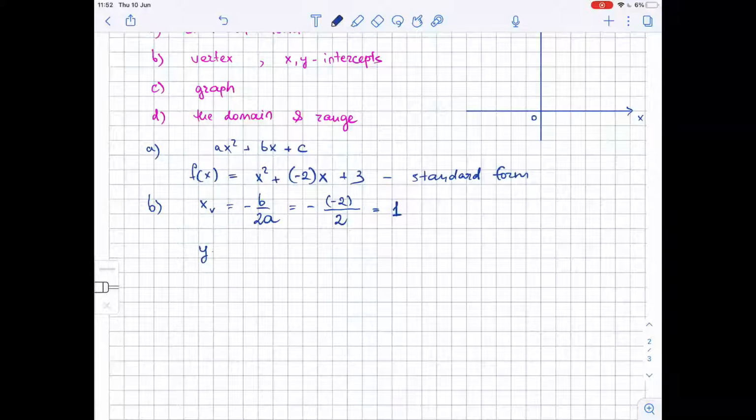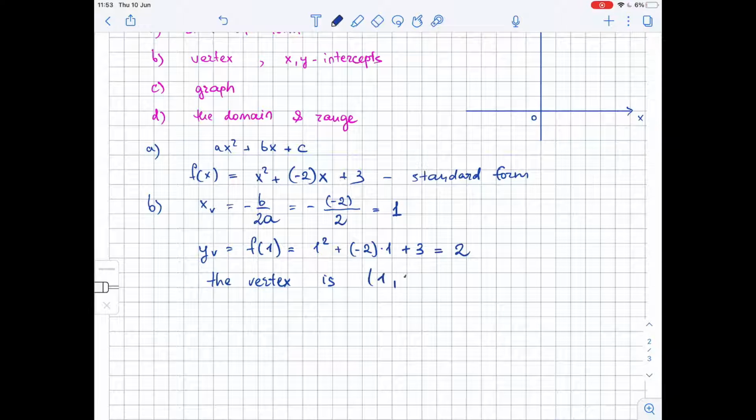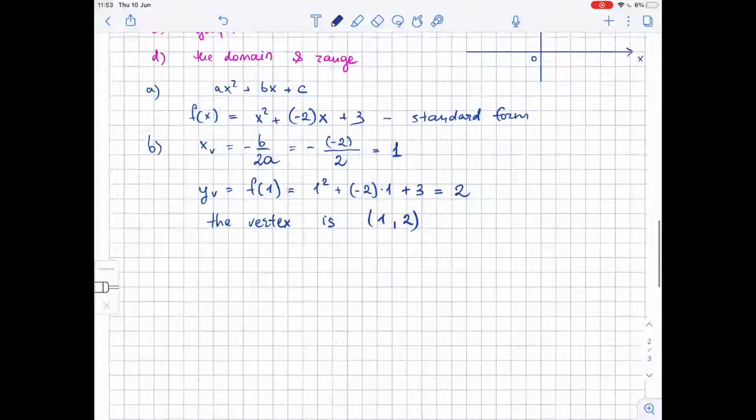So now to find the y coordinate of our vertex, we just need to find f of 1. So we will substitute 1 for x in our function. We get 1 squared plus negative 2 times 1 plus 3. And this equals 2. So the vertex is 1, 2.